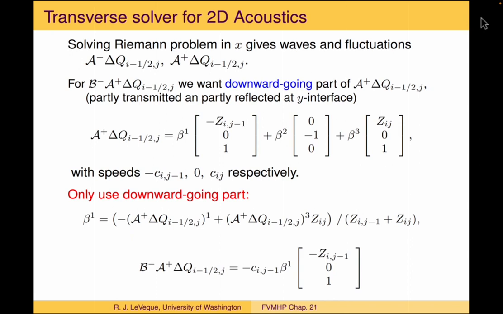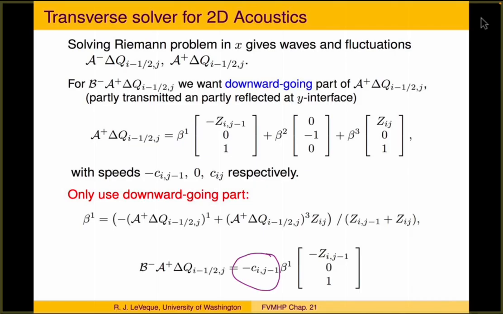And so B minus A plus delta Q is simply the wave speed, which is the negative of the sound speed in the cell down below, times the wave, which is the component of the splitting of A plus delta Q into eigenvectors based on the two cells that we're looking at. And so that's how we would define B minus A plus delta Q.